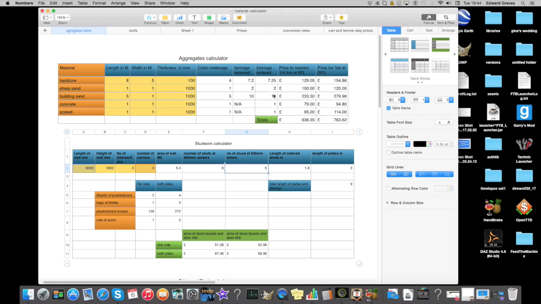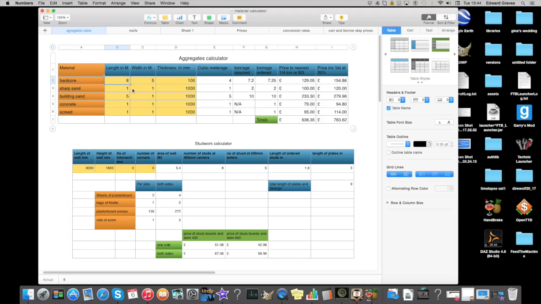It's the most basic of them all. The length you input in these yellow boxes. We'll say we're doing some hardcore, or sub-base, I suppose might be the American term. Crushed concrete, or hardcore, as it's called over here. We've got a space that is, say, 8 metres long, 5 metres wide, and I want a thickness of 100mm, 4 inches.